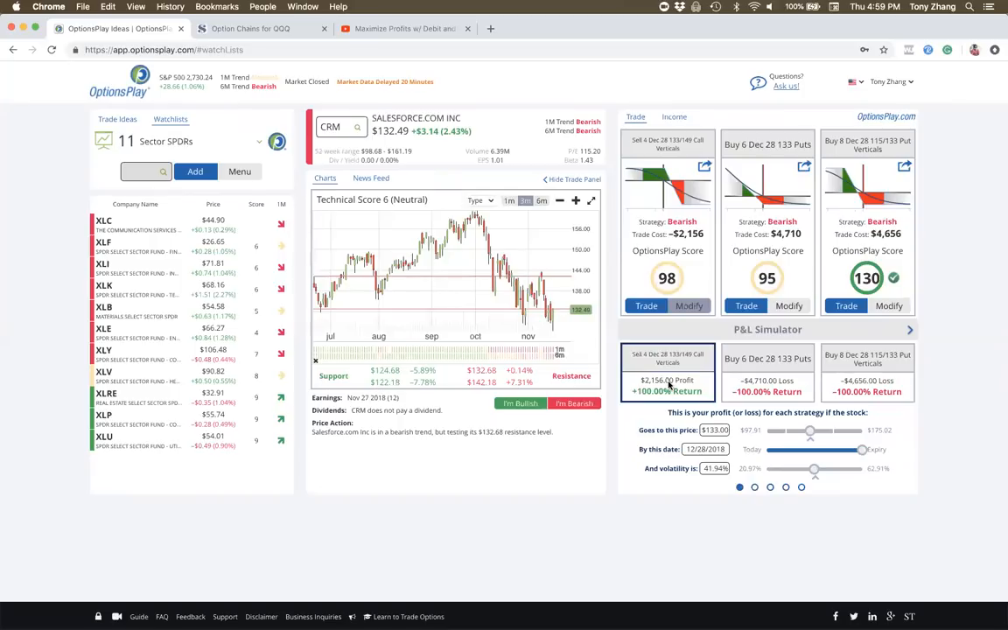There's no other strategy in the world that gives you this type of profit just for the stock not going anywhere. And that's really one of the benefits to trading credit spreads: when you expect the stock to be neutral, you can still make money by selling credit spreads.